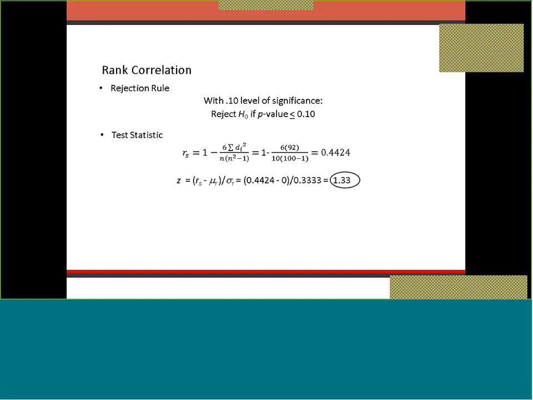Calculate the test statistic: RS minus its mean, divided by the standard deviation. Mean is 0, standard deviation is 0.3333. So you got z. Then calculate the p-value. Because it is a two-tailed test, you have to calculate twice the tail area. So 2 times 1 minus 0.9082, so you got 0.1836.